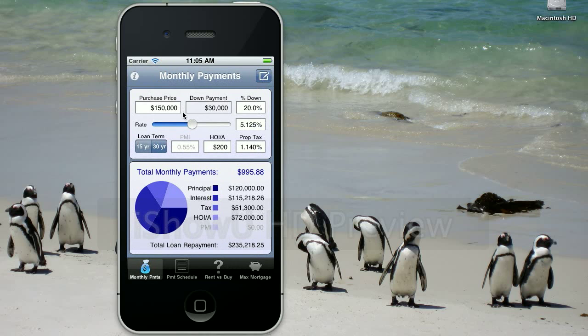It's going to have your fields such as the purchase price of your home, down payment. Here you have an option. You can either put in the dollar amount that you're going to put down, or you can put in the percentage. Interest rate. Of course, you can adjust your interest rate using a slider.